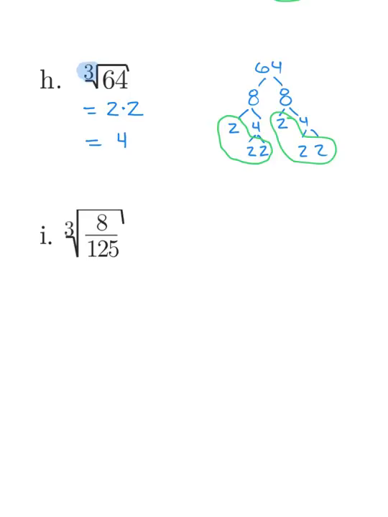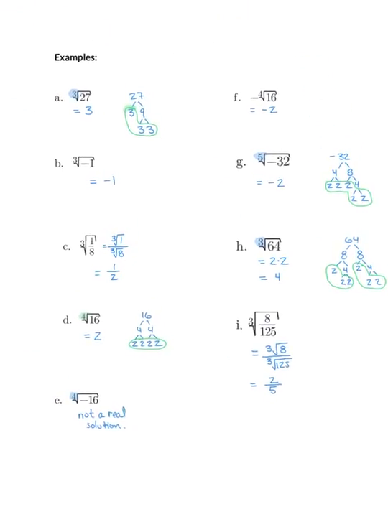Finally, we have the cube root of 8 over 125. Just like on the previous example, the first thing I'm going to do is separate this. I'm going to look at the cube root of 8 over the cube root of 125. Cube root of 8 is equal to 2. And the cube root of 125, if you need to, factor it out, but you should get 5. So that takes care of our higher roots.